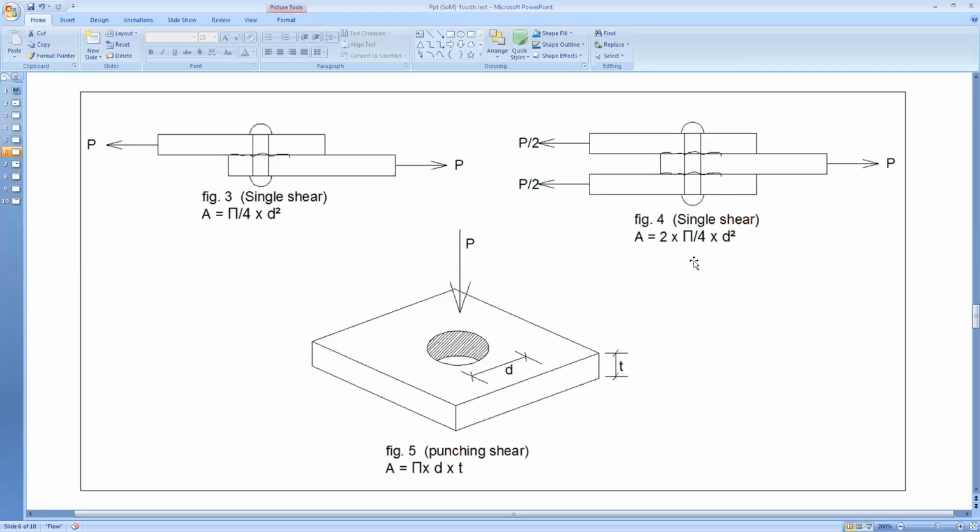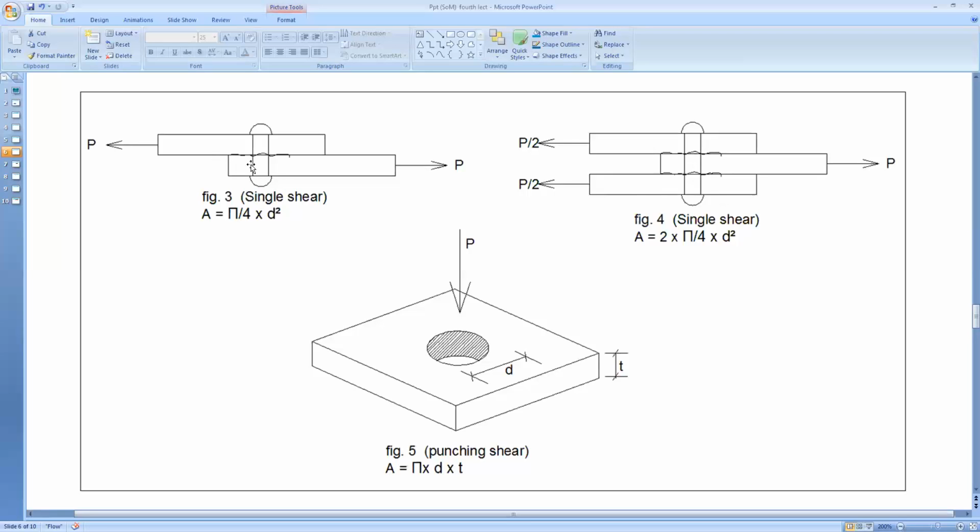At that time, we have to consider the shear area is equal to the cross section area of the rivet into two. If there are 3, 4, 5 locations of shear of that rivet where there are chances of cutting of the rivet, then we have to take the multiple with respect to that concerned number of shear locations.